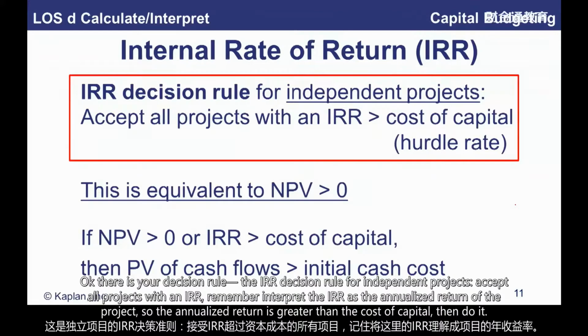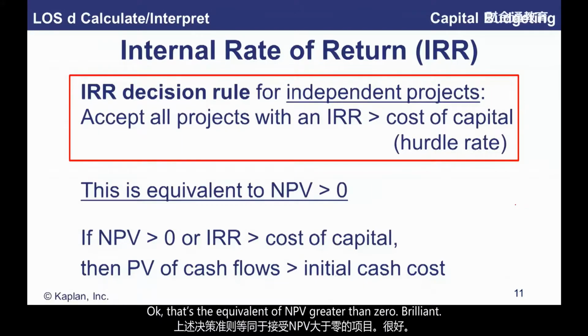Okay, so there's your decision rule, the IRR decision rule for independent projects. Accept all projects with an IRR. Remember, interpret the IRR as the annualized return of the project. So when the annualized return is greater than the cost of capital, then do it. Okay, that's the equivalent of an NPV greater than 0. Brilliant.